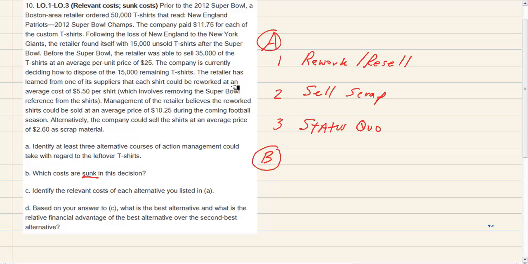So in this problem, the sunk costs are going to be the amount we already paid for our t-shirts. So the sunk cost is the $11.75 per shirt that we've already paid. That amount has no bearing on our decisions. We've already paid it. The money's already gone out the door. So we shouldn't consider that at all when making and deciding between 1 through 3 here. The amount we've already lost or already paid shouldn't have any bearing on it.